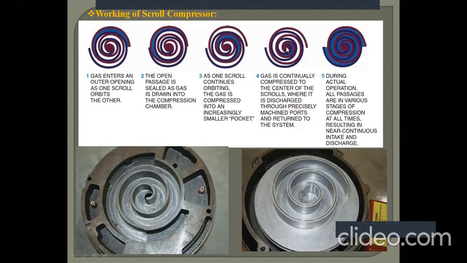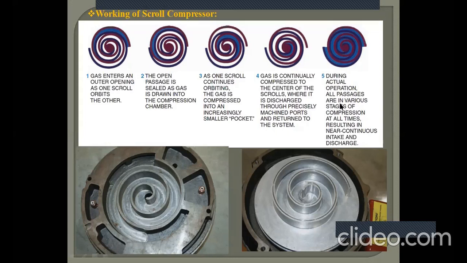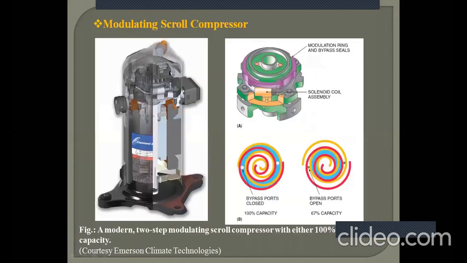this eye. This is called the eye, through which the high pressure vapor or refrigerant is thrown out. In actual operation, refrigerant is present continuously at each and every step, that's why the actual diagram looks like this. It is filled with refrigerant because each and every pocket is sucking and then compressing the refrigerant. So this is the scroll type compressor.